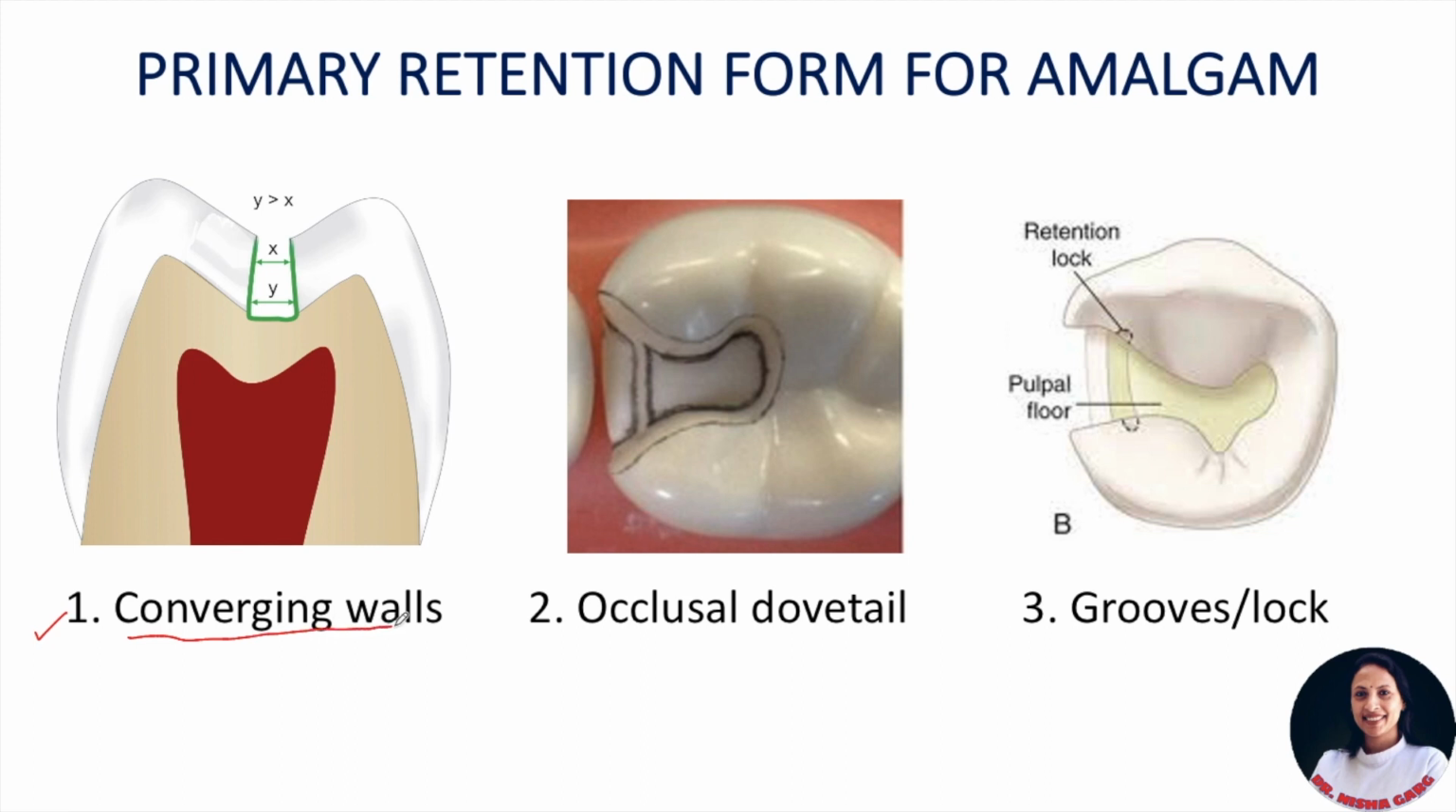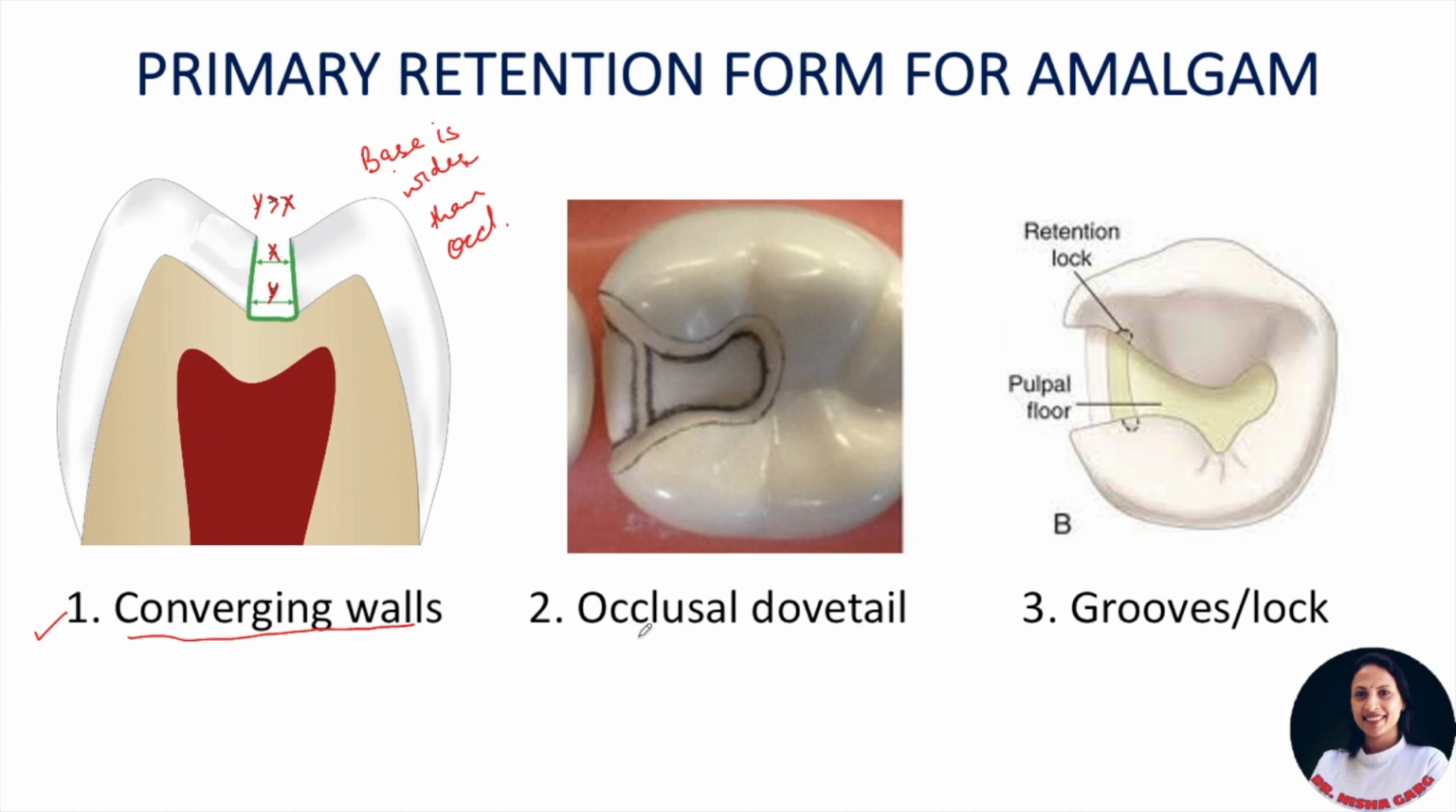Now, let's understand what it means. As you can see in this image, x is the width of the cavity or the preparation at the occlusal surface, and y is the width of the preparation at the pulpal floor. If we converge the walls occlusally, we'll have y greater than x. This means the base of the preparation, that is the pulpal floor, is wider than the occlusal side. This convergence of the walls will mechanically lock the amalgam in the prepared tooth, which helps in increasing its retention in the prepared tooth surface.